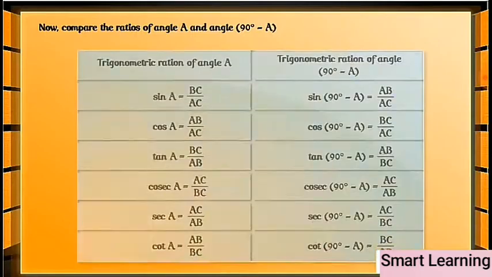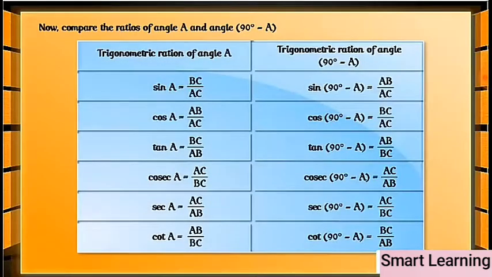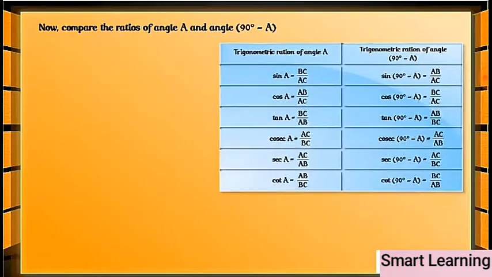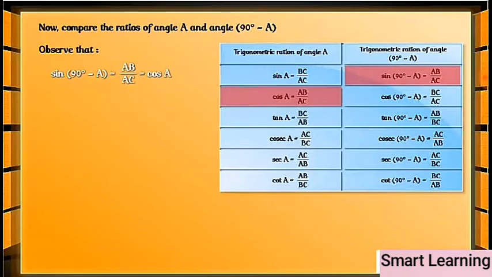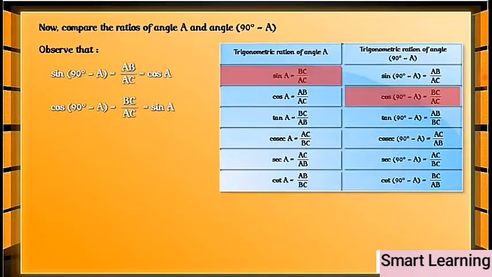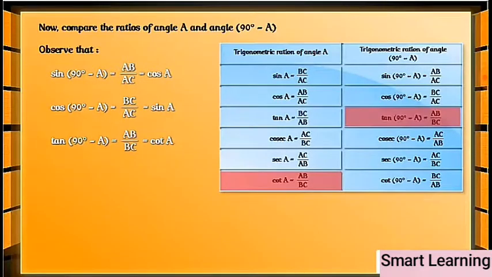Now compare the ratios of angle A and angle 90 degrees minus A. Observe that sin 90 degrees minus A is equal to AB upon AC is equal to cos A. Cos 90 degrees minus A is equal to BC upon AC is equal to sin A. Tan 90 degrees minus A is equal to AB upon BC is equal to cot A.